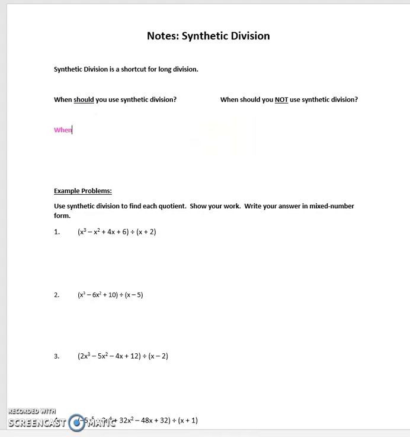You should use it when the divisor, so that's the number that we're dividing by, that's like the second part, does not have a coefficient or an exponent on the variable.